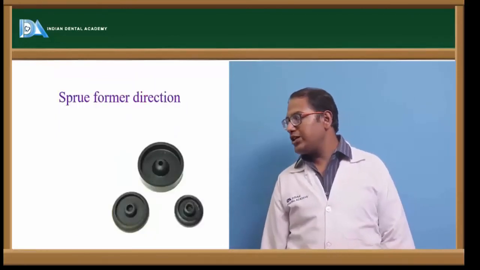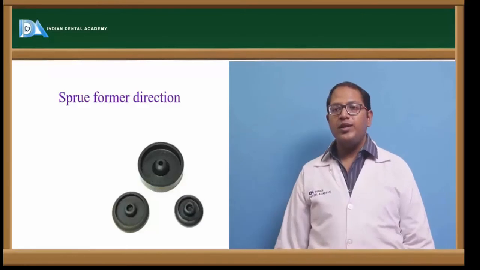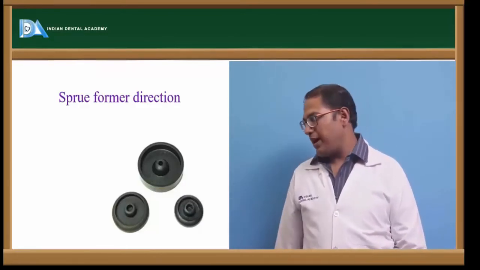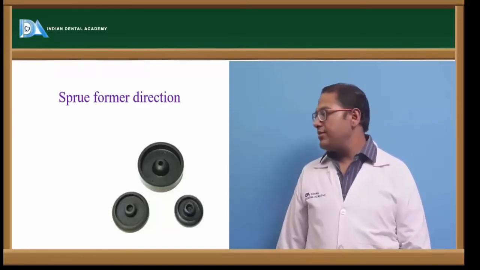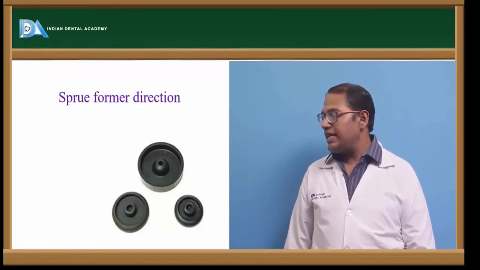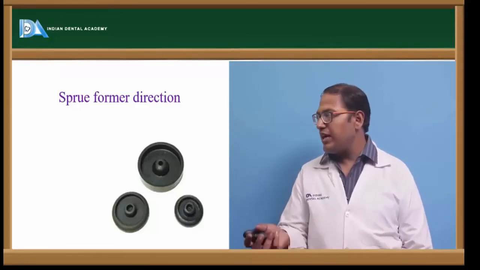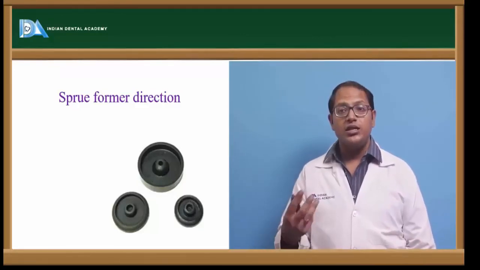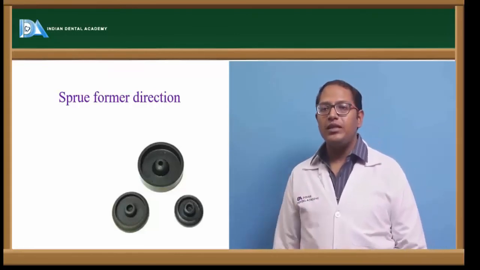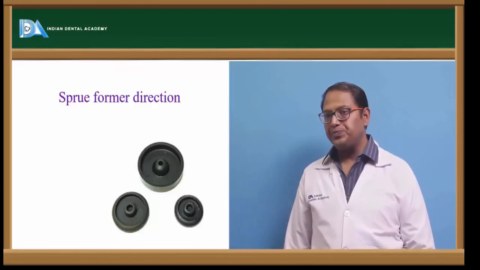The sprue former direction, how should the direction be? It should be directed away from any thin or delicate parts of the pattern, because the molten metal may abrade or fracture the investment in this area. So that should all be away and it should not result in fracture. That is the reason casting failure should not happen. So it should be as far away as possible from the pattern.